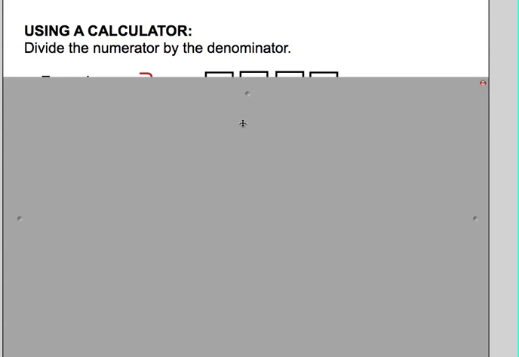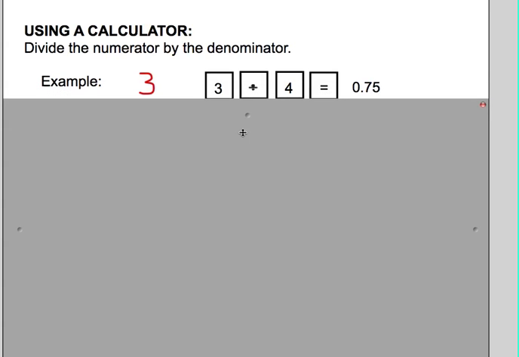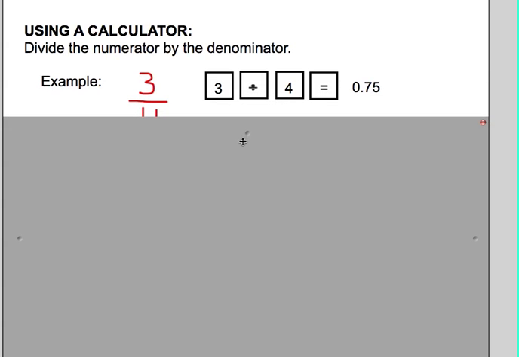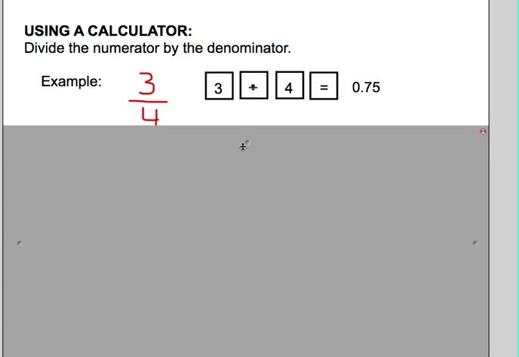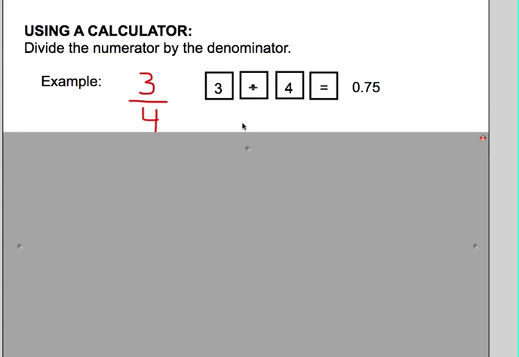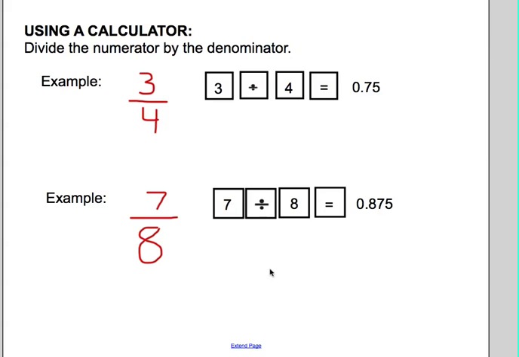Okay, and we're also going to put a couple examples in your notes. Again, let's use that 3/4. So if your fraction is 3/4 and you're asked to change it to a decimal using a calculator, all you need to do is punch in 3 divided by 4 equals, and your display will show 0.75. Another example, if you have 7/8 and you're asked to write it as a decimal number, just punch in 7 divided by 8 equals, and your display will show 0.875.